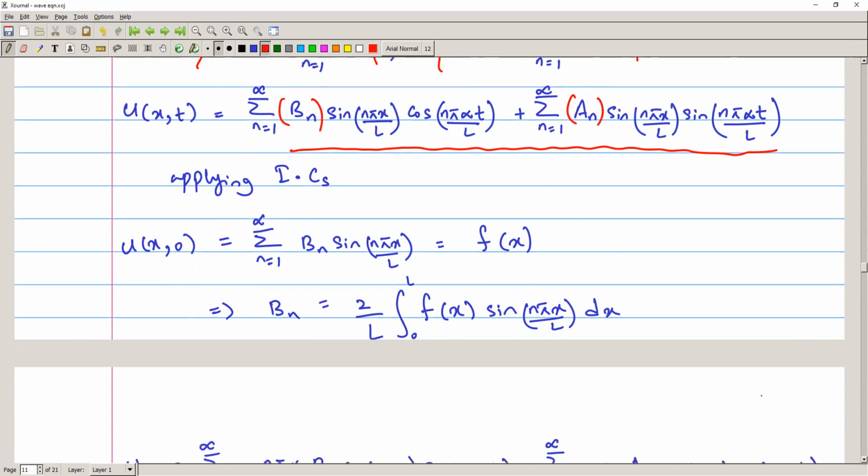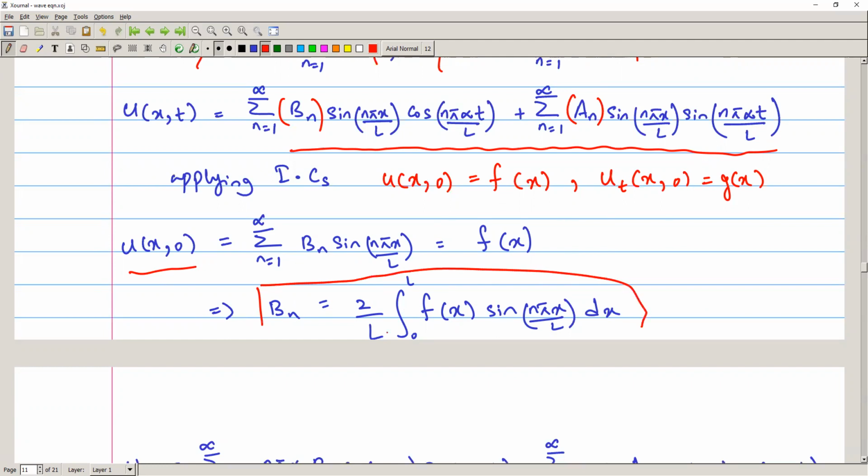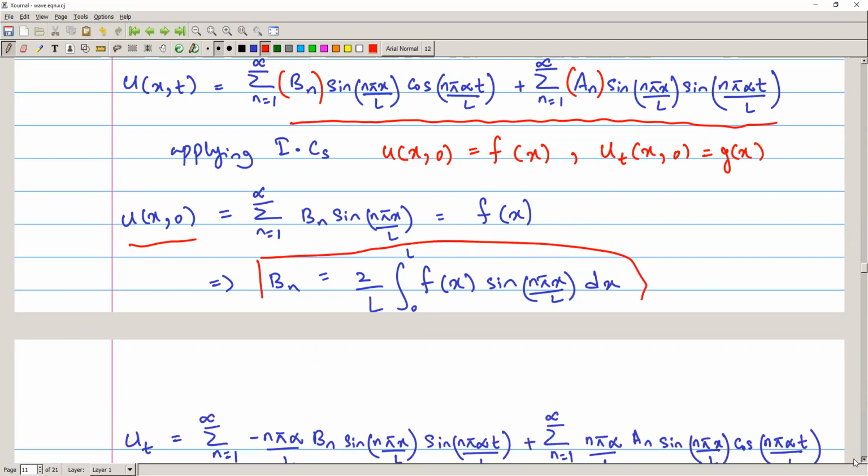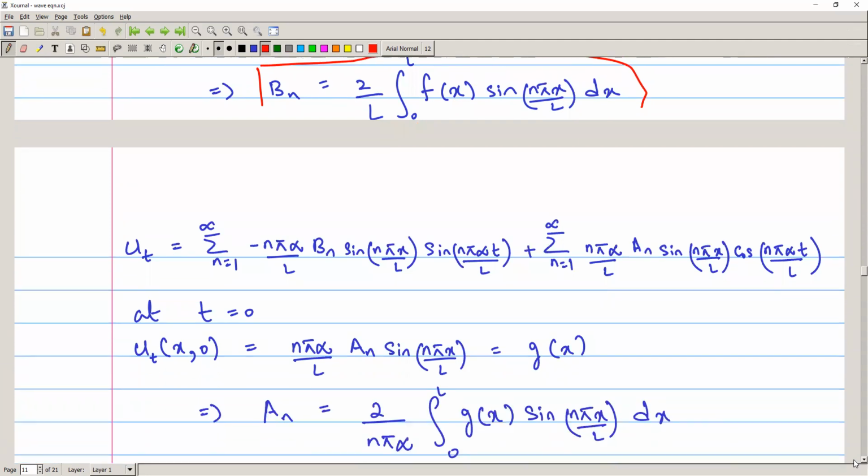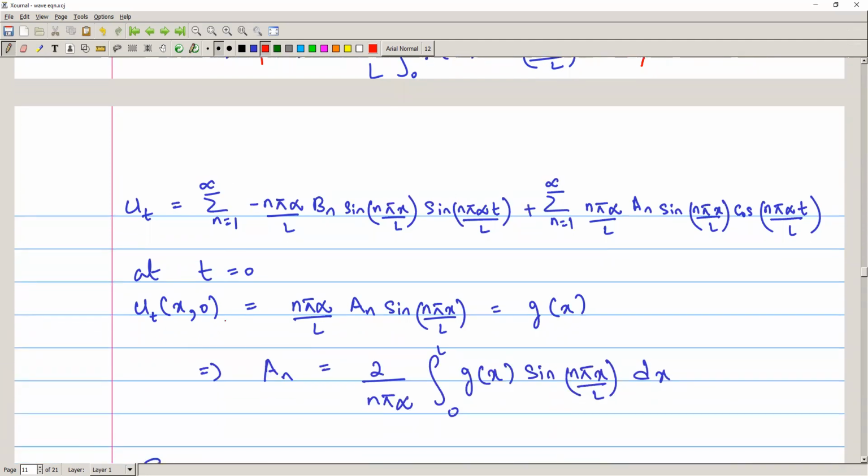So we will use the initial conditions, that is u of x comma 0 is equal to f of x, and ut of x comma 0 is equal to g of x, right? So we will use both these conditions to find bn and an. When we apply the first condition, we will get bn by solving for the Fourier series. All right, so we'll get bn, and then we will apply the second initial condition, that is the initial velocity condition, and we will again use the sine series to find an, right?